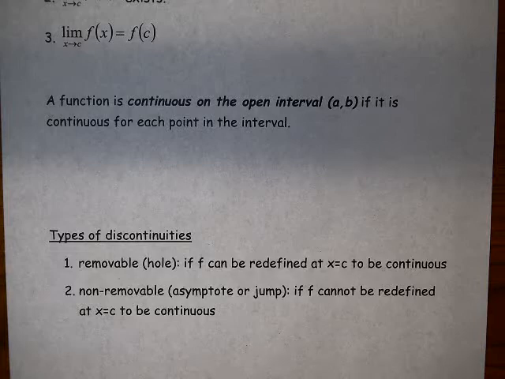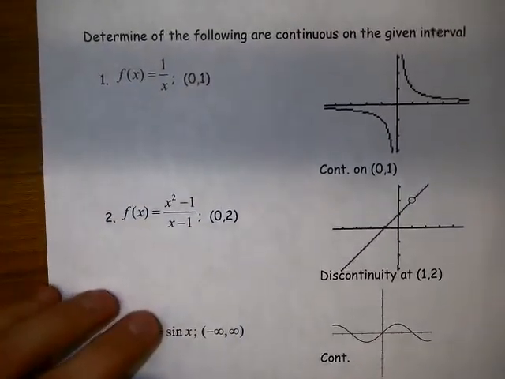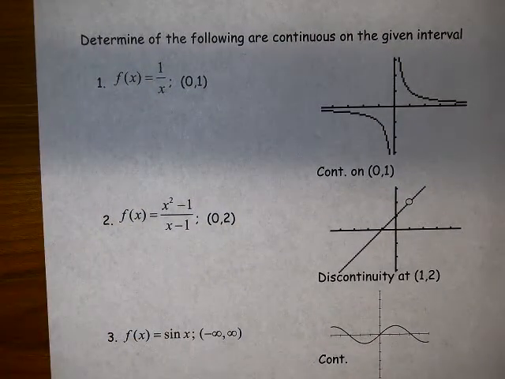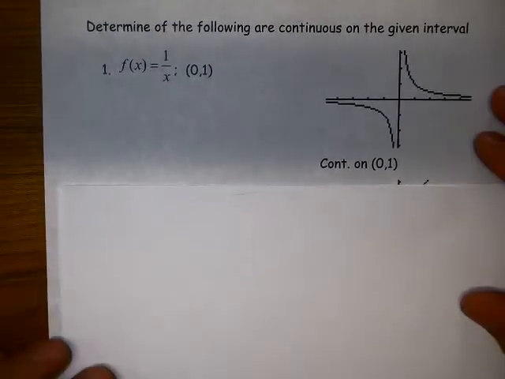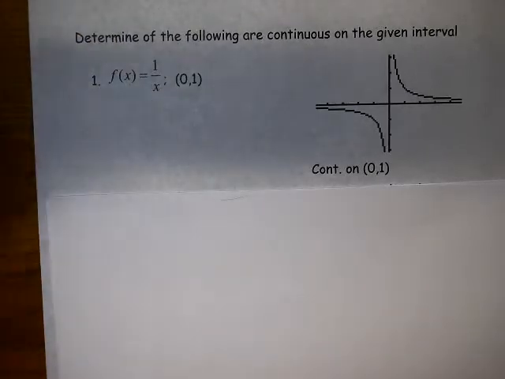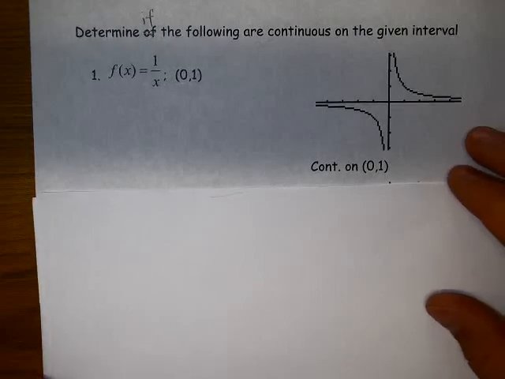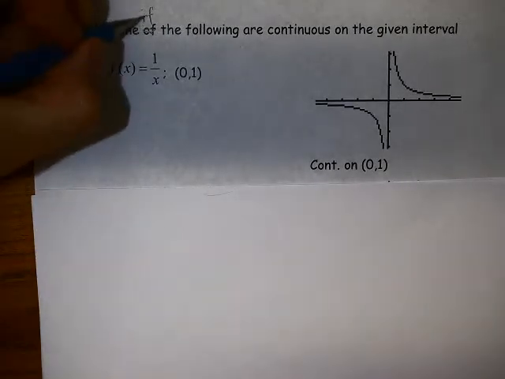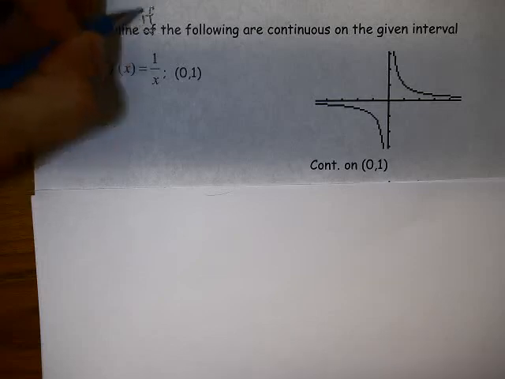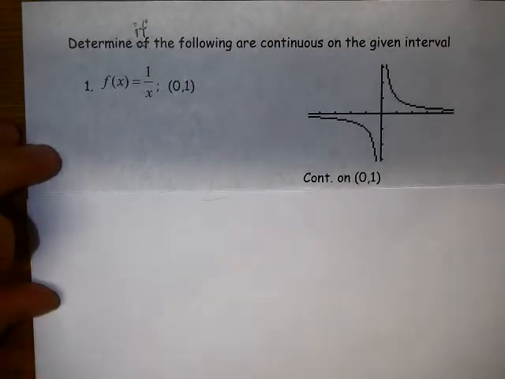Alright, moving on to the examples I'm going to do for this section. We want to determine if the following are continuous on a given interval. So we're going to do this by graphing. You need to be able to graph these by hand. Sometimes you'll also be able to graph them on the calculator, but you need to be capable of graphing them by hand and understanding how those graphs look.